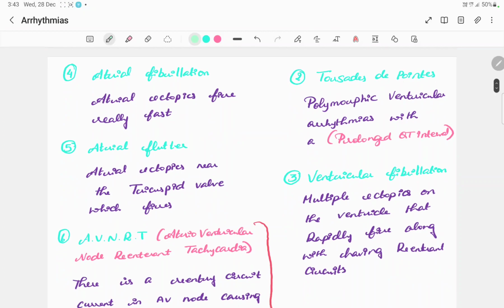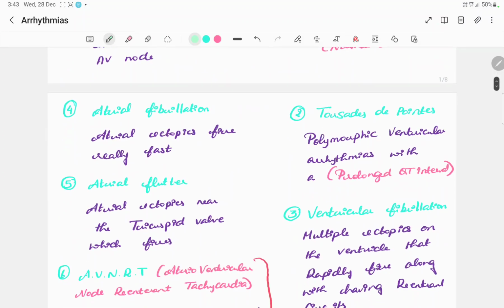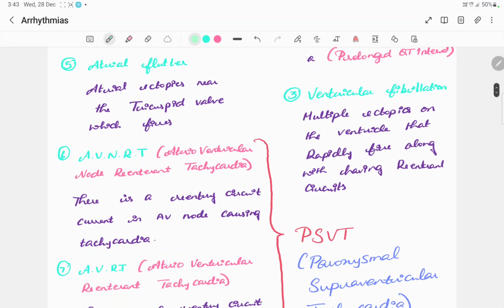Torsades de pointes, which is also a polymorphic ventricular arrhythmia, but the only difference is it has a prolonged QT interval, whereas here in polymorphic ventricular tachycardia, there is a normal QT interval. Polymorphic ventricular tachycardia along with a prolonged QT interval is something that is known as torsades de pointes. And then the final one is ventricular fibrillation.